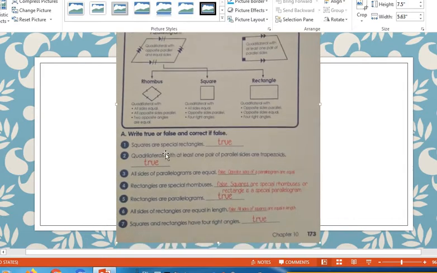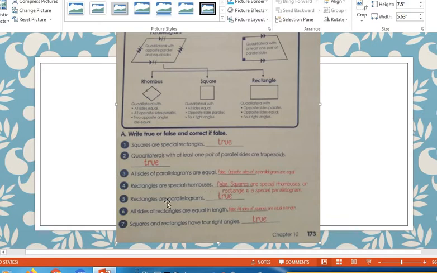Squares are special rectangles. True or false? True. Squares are kinds of rectangles that have all equal sides. Quadrilaterals with at least one pair of parallel sides are trapezoids? Of course, yes. All sides of parallelograms are equal? False. Opposite sides of a parallelogram are equal, not all sides.